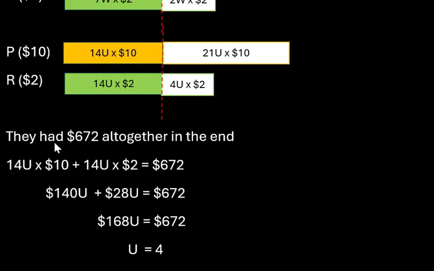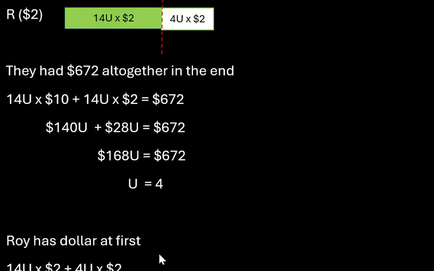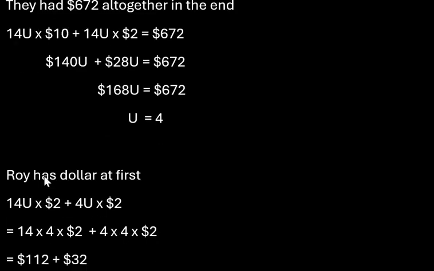Remember the question says that they have $672 altogether in the end. That's in terms of money, the actual amount. So if we take Paul, 14 units times $10, plus Roy, 14 units times $2, the total will give us 672. Solving this equation, we know that U is equal to 4.